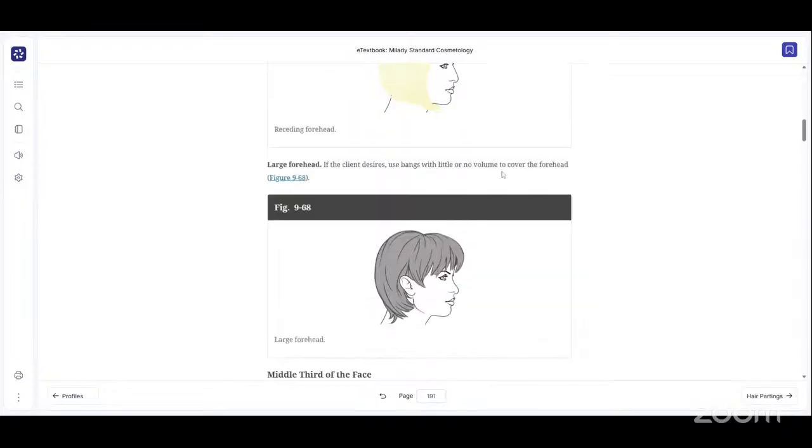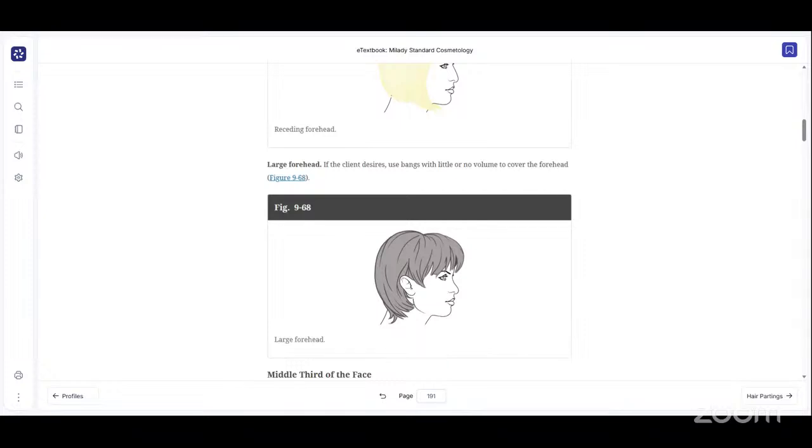Large forehead, bangs with little or no volume. We do not need to add more volume, but definitely you can have bangs that are unactivated. Unactivated texture means that it is straight or smooth. Activated texture means that the hair has some kind of curl or wave pattern to it. So when you hear someone say that, they're probably going to be teaching.